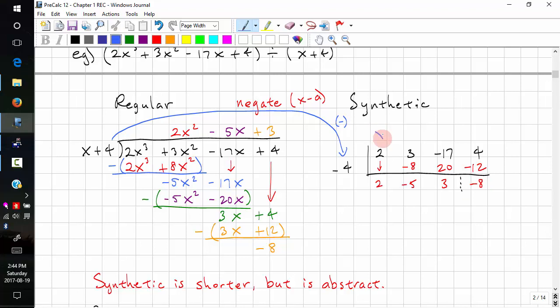This column is our x cubed column, x squared column, x column, and c column. This is our x squared, x, c, and our remainder. Okay, so everything's shifted left one spot, and we add the remainder. So this number comes here, this number comes here, this number comes here, and we're adding these two. So this is an add, an add, and an add. So you can see that this is a little bit more compact than this, but it is more abstract.